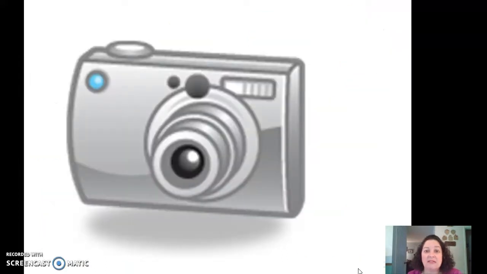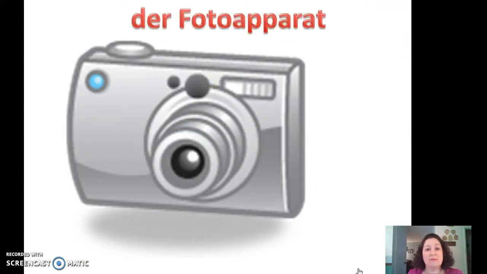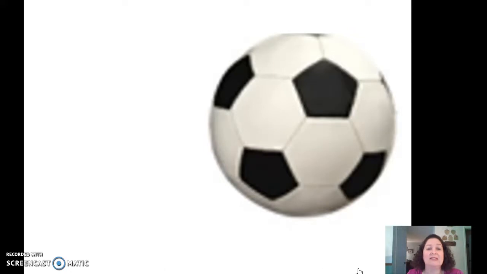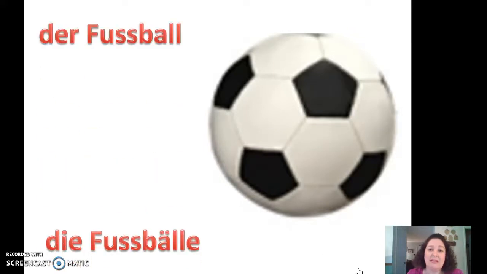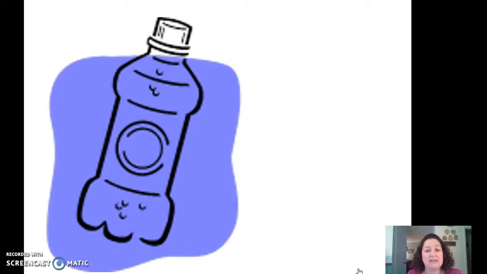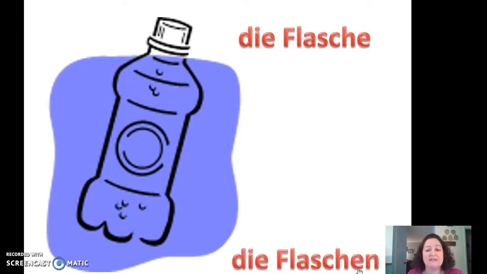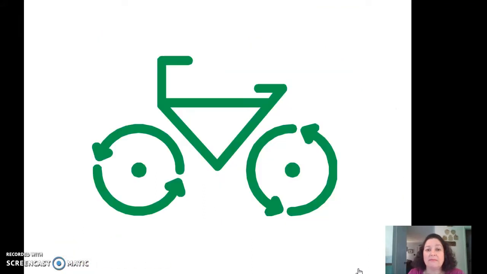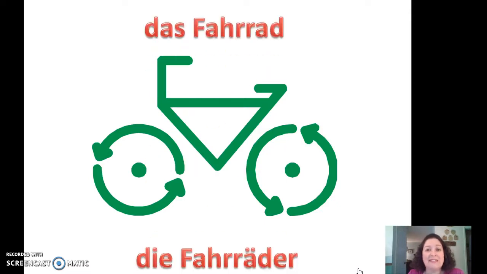Was ist das? Hopefully you said der Fotoapparat. You're going to see the plural because we're going to use this to practice the plurals, but we won't worry about it for now. What's that? Der Fußball. Die Fußbälle. Was ist das? Das ist die Flasche. Die Flaschen. Was ist das? Die Uhr. Die Uhr can also be a watch, like on your wrist. It's either a clock or a watch. The plural is die Uhren. Was ist das? Das Fahrrad. The plural is die Fahrräder. Notice that one's a little more different. You have to do more stuff to it.